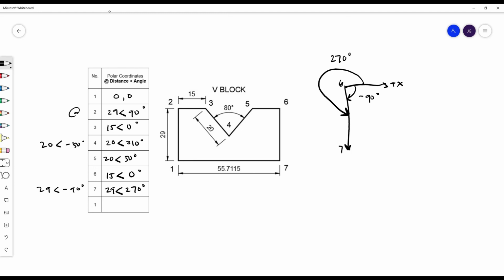And for the last point, we have 55.7115 and an angle of, take note, it is from our first point, with an arrow here. And again, this is from our positive x-axis. So our angle is 180 degrees.